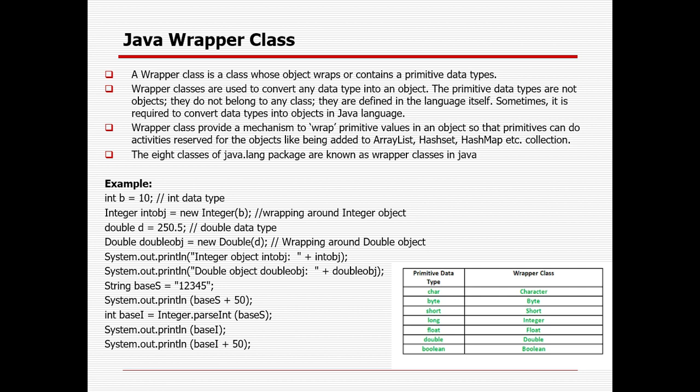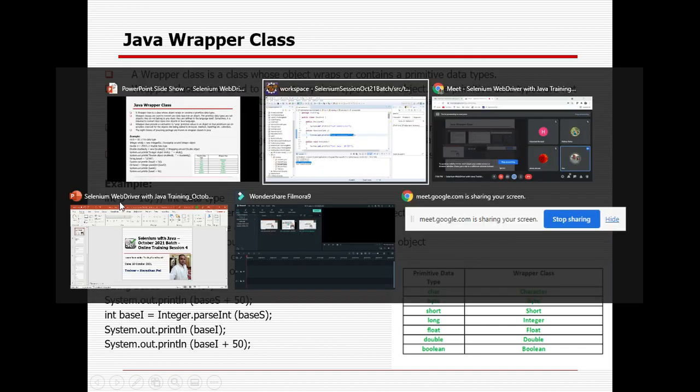But sometimes in Java it is required to convert a data type into an object. So the wrapper class came into the picture. The wrapper class provides a mechanism to wrap primitive values into an object so that primitives can do activities reserved for objects, especially for the collection framework, like ArrayList, HashSet, HashMap, or LinkedList. So for each and every data type there is a corresponding wrapper class, and that way I can use the wrapper class. Let's define some variable here.